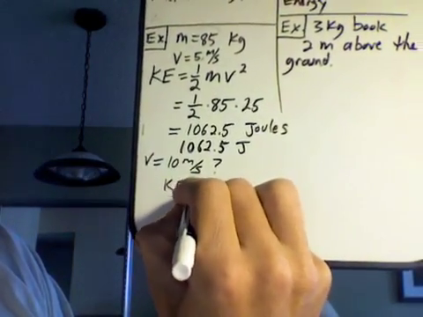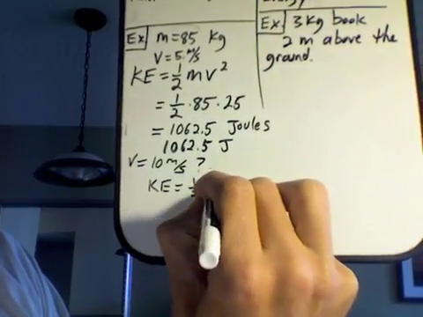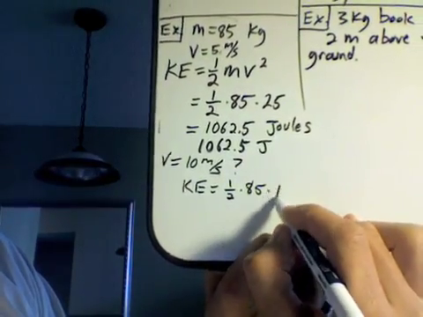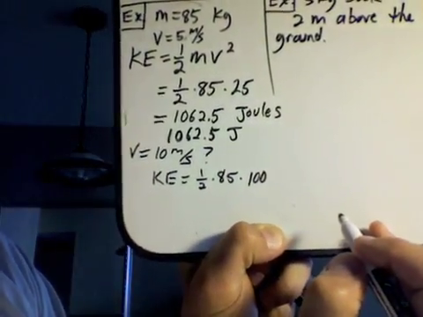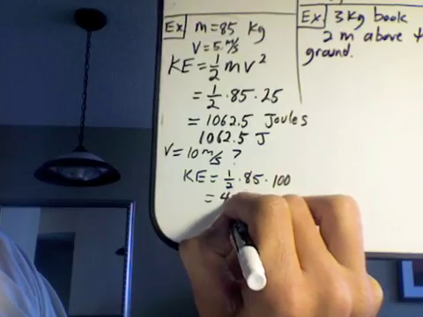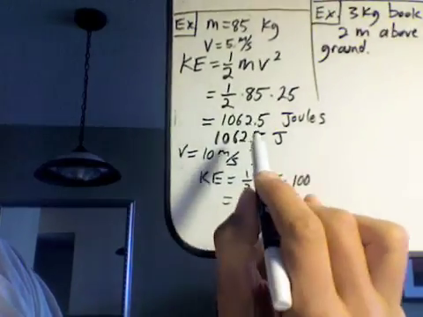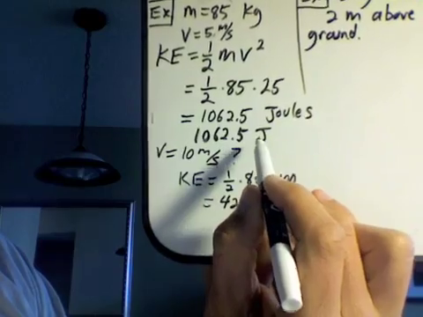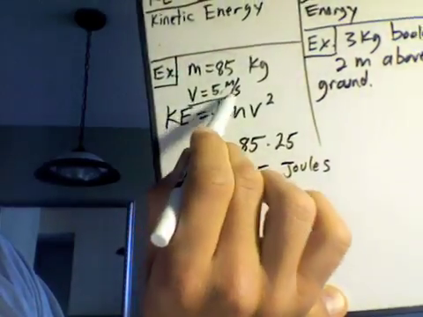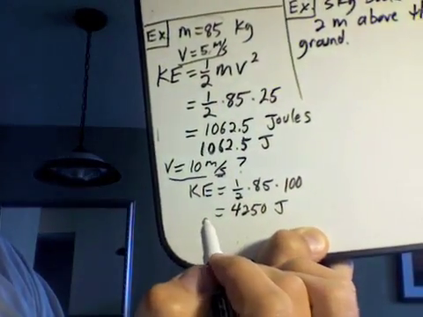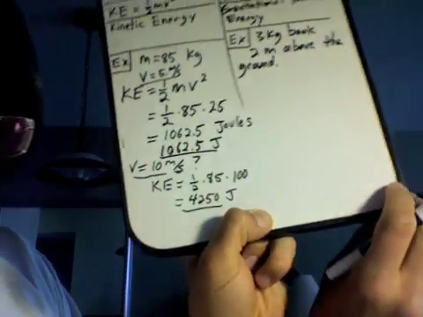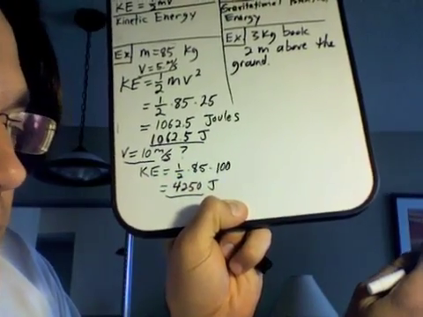In this case, my kinetic energy is going to be 1/2 times 85 times 10 squared. What's 10 squared? Right, that's easy. It's 100. So in this case, my kinetic energy would be 4,250 joules. Not twice as much. 4 times as much. And that always works. If I double my speed from 5 to 10, I'm going to quadruple, or multiply by 4, my kinetic energy.